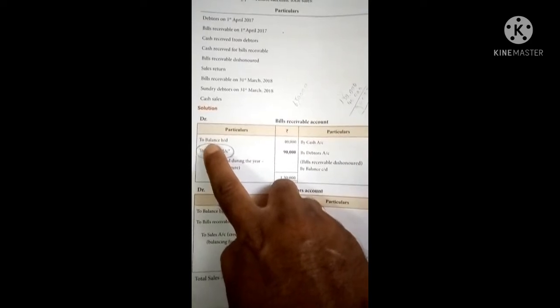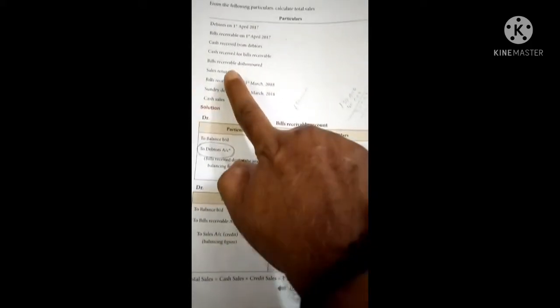In this problem the opening bills receivable amount is 40,000. So first you should write this amount in the bills receivable account, to balance brought down 40,000, and then cash received for bills receivable, the amount is 90,000, by cash 90,000, and then bills receivable dishonor, the amount is 10,000. That is by debtors, within bracket bills receivable dishonor 10,000.